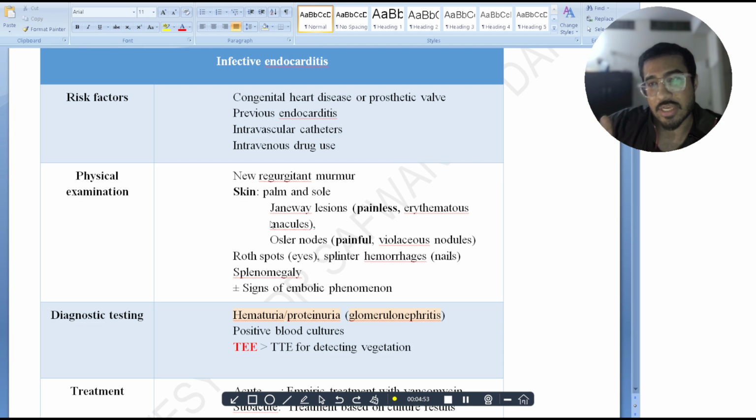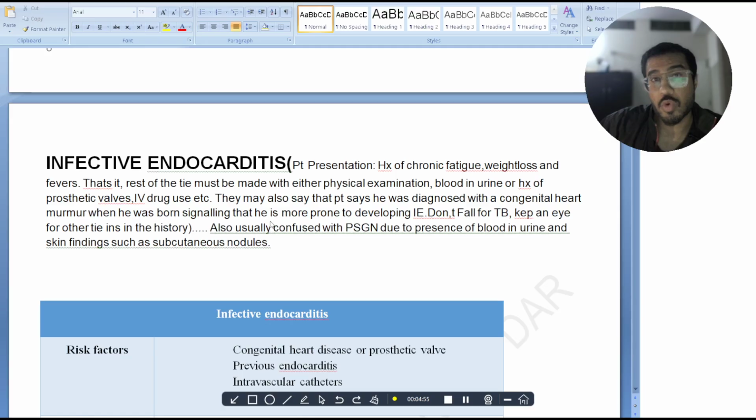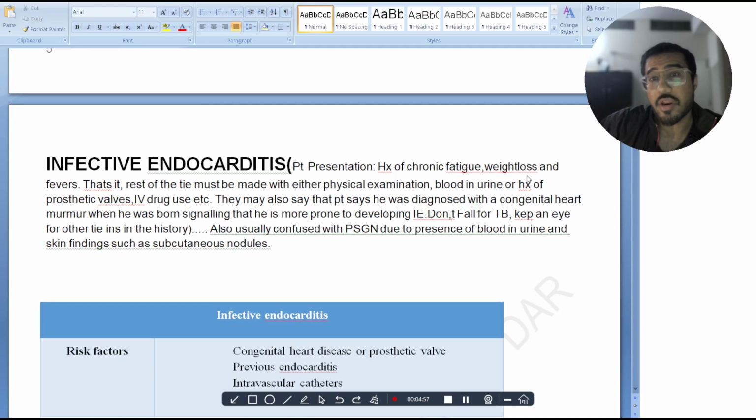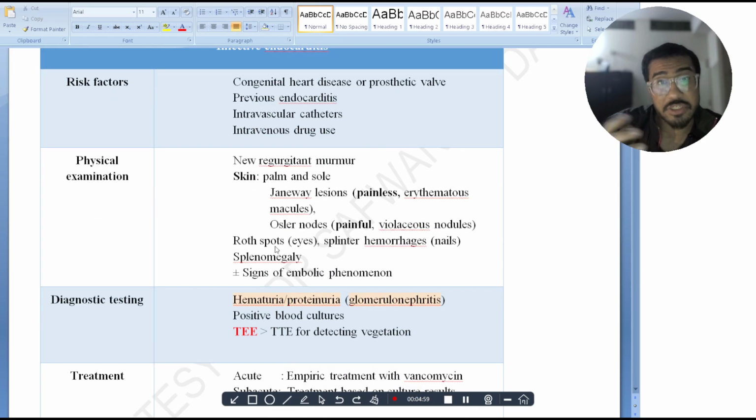That is what is gonna help you make the most tie to this diagnosis. Chronic fatigue, weight loss, and fevers, plus the patient presents with a new murmur. You should already know where this is going. So these are the helpers, what I call them, because these findings make it easier for you to confirm that this actually is the diagnosis, and to be confident about your diagnosis.